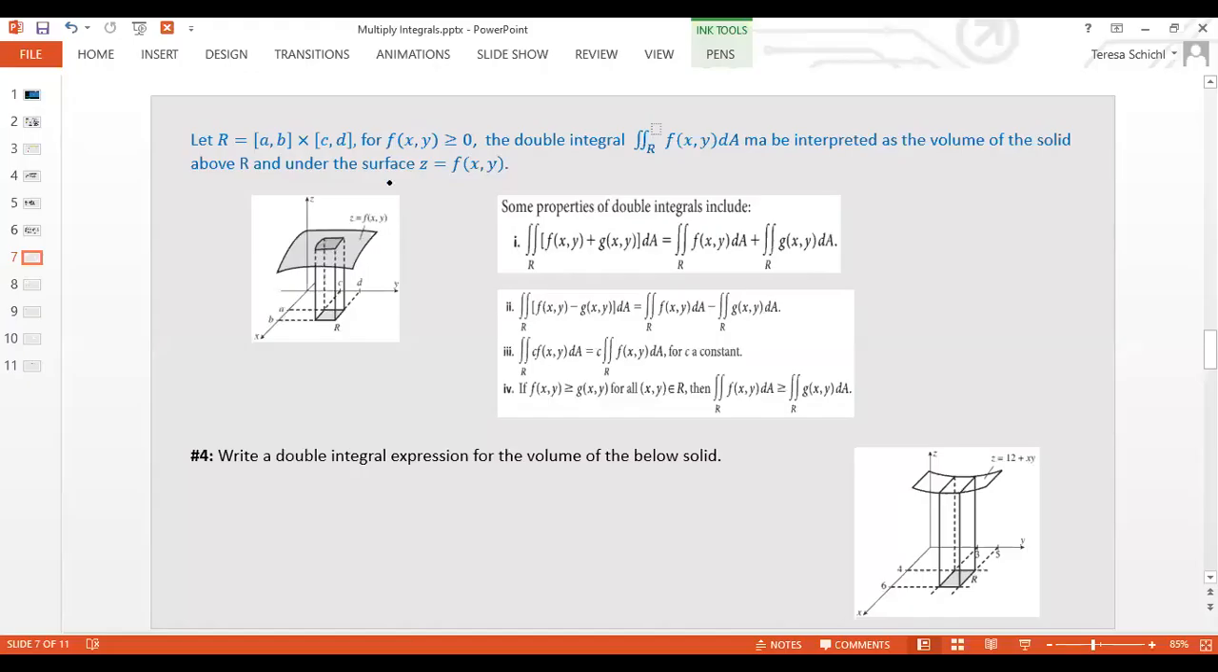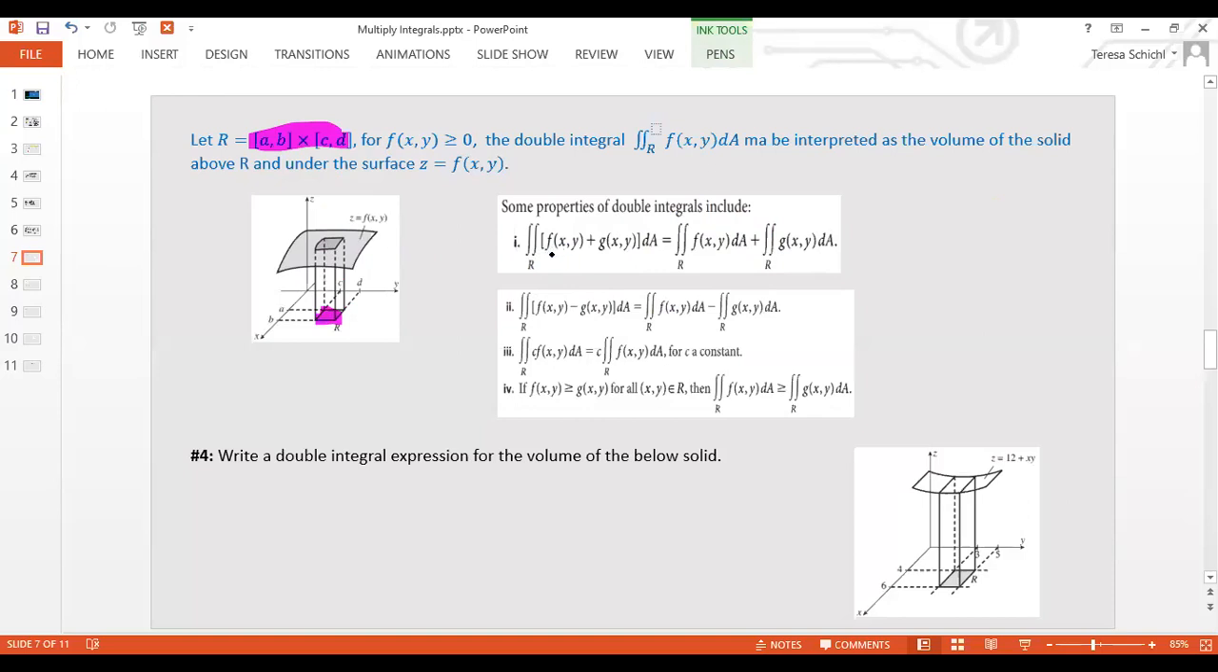So this integration region is a rectangular region here. Basically you are looking for the volume of the solid above R. We call this the integration region. A while ago we saw this volume here. Here we have a few very interesting properties of double integrals.